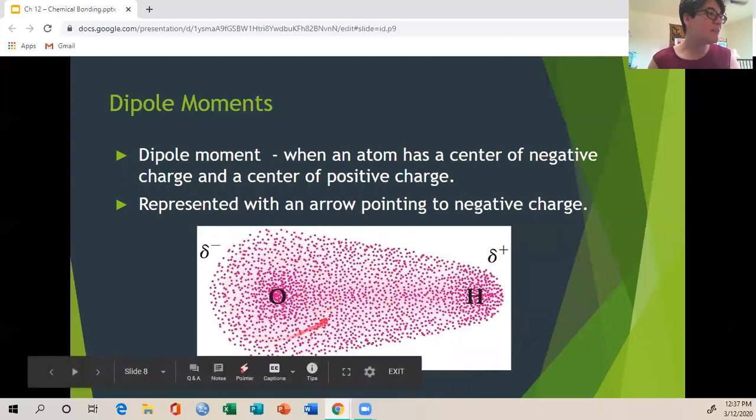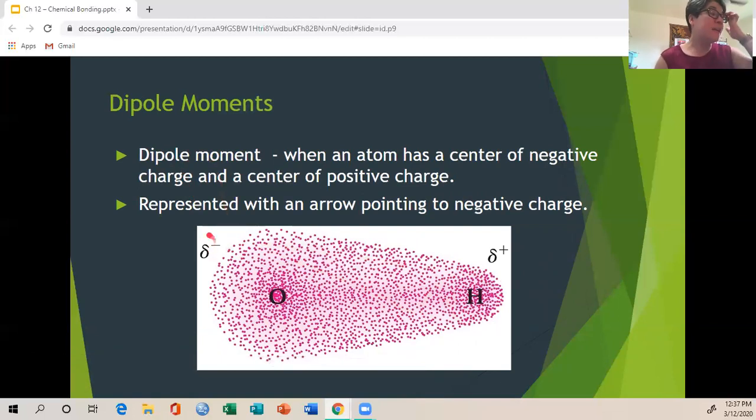So here we see oxygen and hydrogen, and we see that the electrons are more likely to be over here. There's a higher probability that the electrons are over here and a lower probability that they're over here. And so we call this a dipole moment, and we're indicating it with these little symbols. So these are the dipole moments, and we're showing that it's negative over here and it's positive over here. And we might also show this with that arrow. So we would draw an arrow, and then on this side of the arrow, we would put a little plus sign. So that side is pointing to the negative, and then that side's the plus.